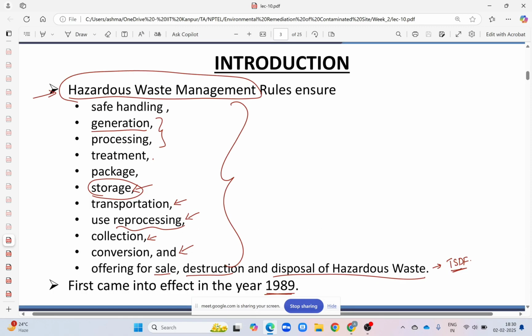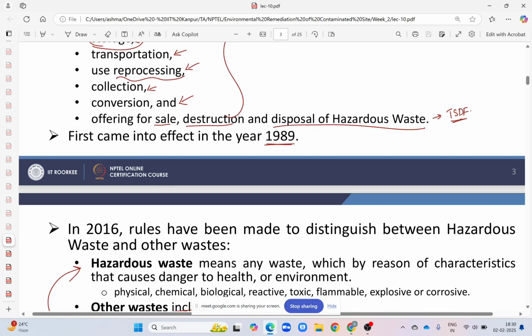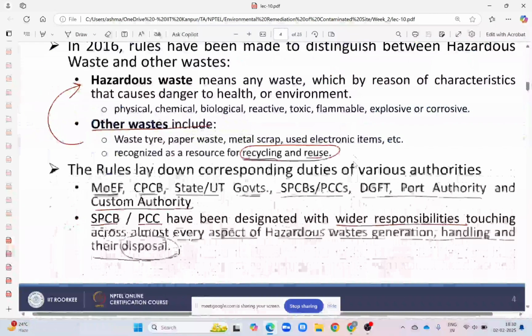So the hazardous waste management rules ensure the safe handling, generation, processing, treatment, package, storage, transportation, use, reprocessing, collection, conversion, and offering for safe sale, destruction, and disposal of hazardous waste. All these points are taken care of by the Hazardous Waste Management Rules 2016, and they first came into effect in the year 1989.